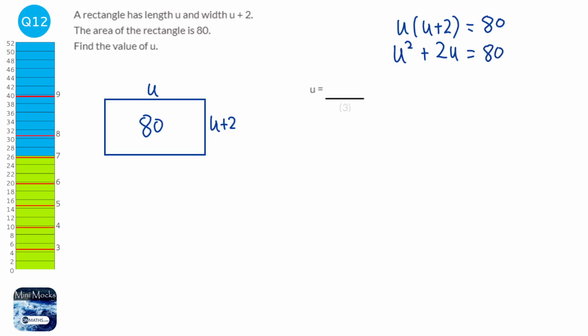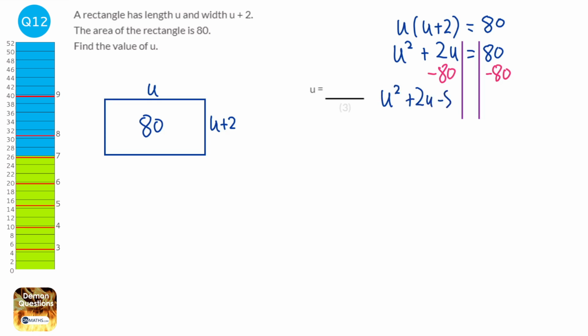And what we're going to do is put everything to the same side. So all I'm going to do here is subtract 80 from both sides. And so we've got u squared plus 2u minus 80 equals 0. Now we're going to be using quadratics, so we're going to factorise this. And so we need 2 numbers that add together to make 2 and times together to make minus 80.